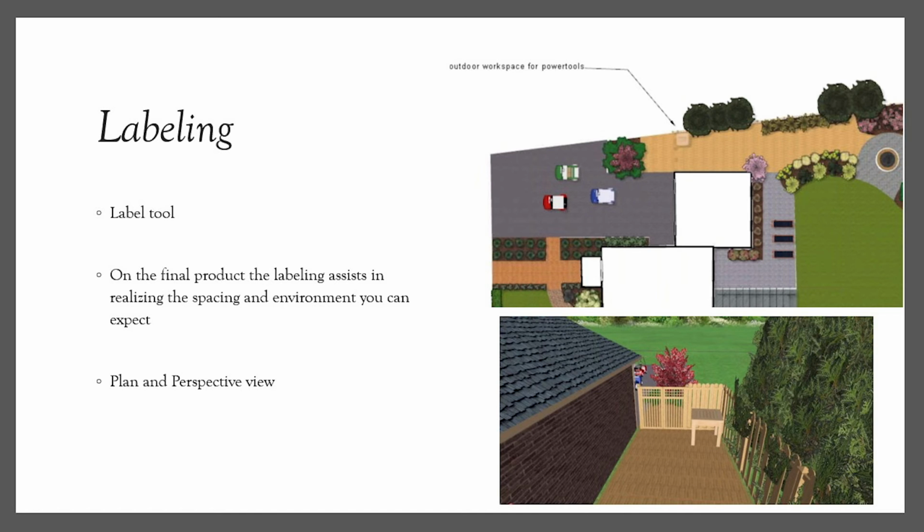Using the label tool, you can identify different parts of the property. On the final product, the labeling assists in realizing the spacing and the environment you can expect. And on the right here, we have plan and perspective view. What I did actually label was the outdoor workspace, because I felt it was a cool addition, but it wouldn't be noticed without the label.